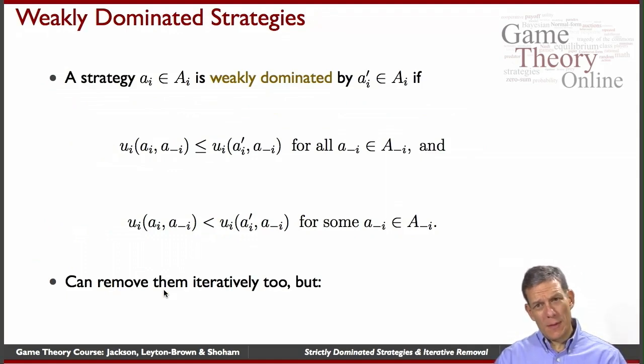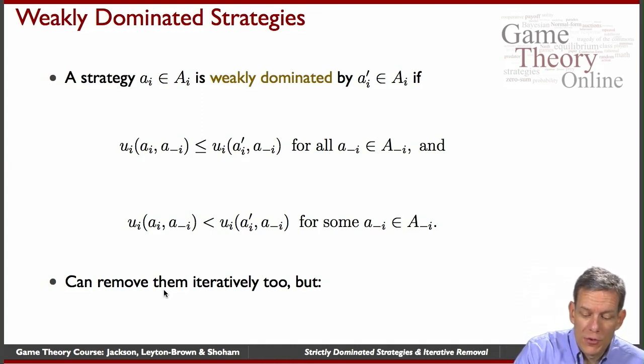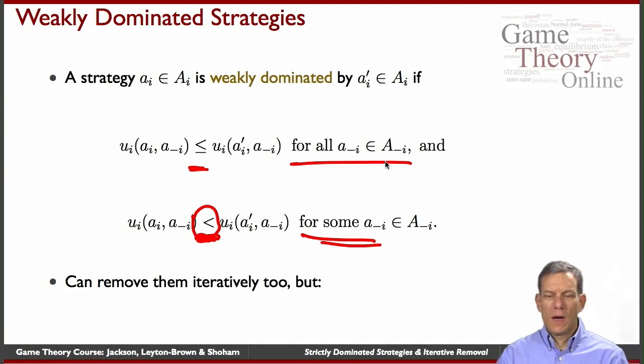There's another type of domination which also makes some intuitive sense and people use in games, and that's to weaken the domination relationship. And instead of strict domination, we can consider weakly dominated strategies. What's the idea of weak domination? It's very similar to what we had before, but instead of having the strict inequality hold everywhere, so instead of having this hold for all a minus i, it just has to hold sometimes, and you just need a weak inequality for all strategies of the others.